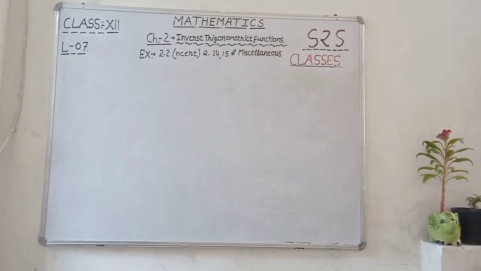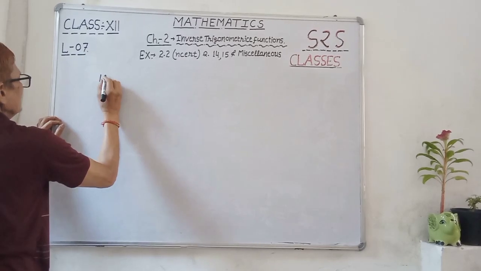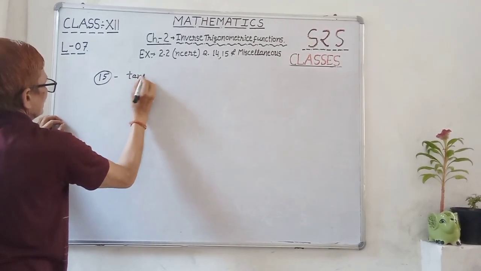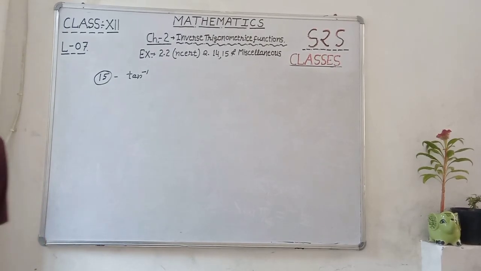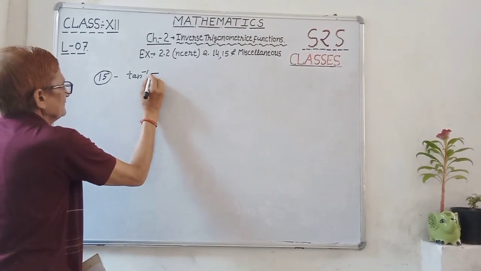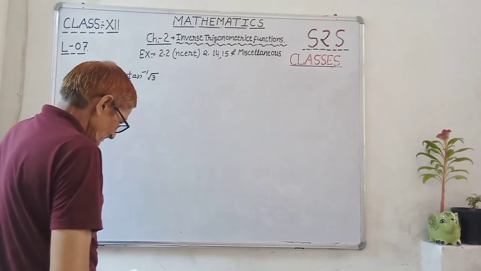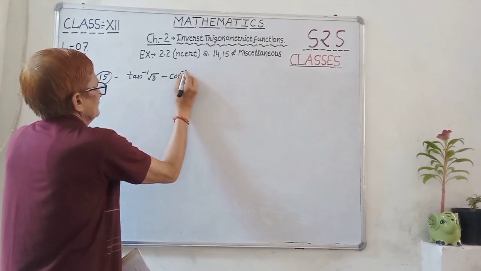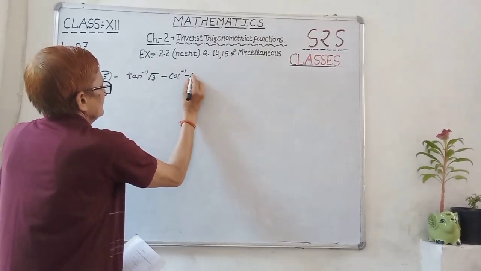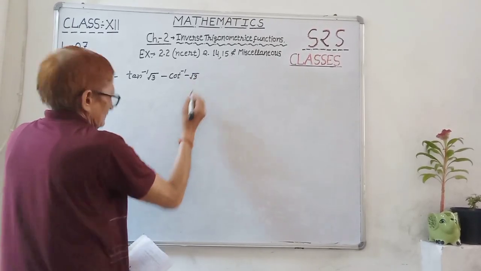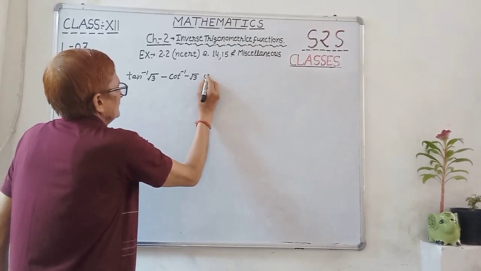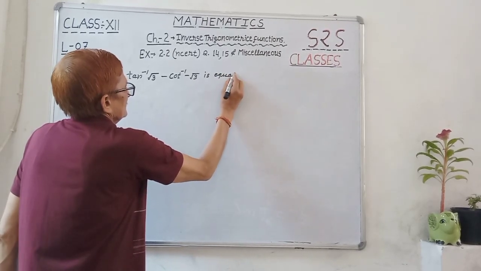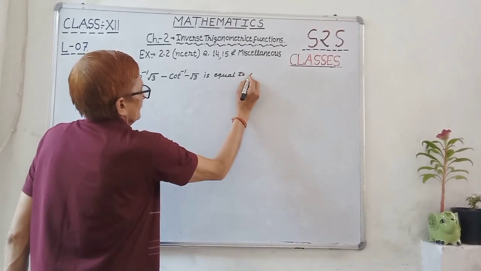Now question number 15: tan inverse root 3 minus cot inverse minus root 3 is equal to, option A.